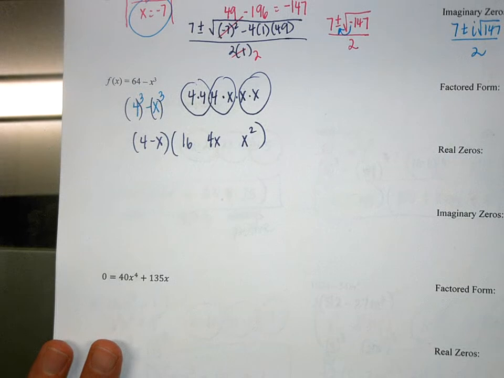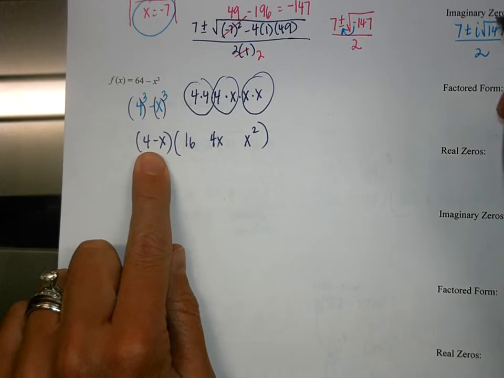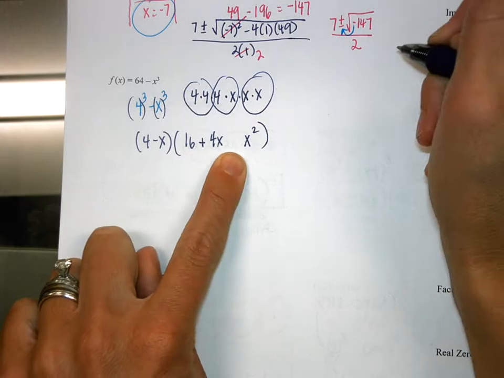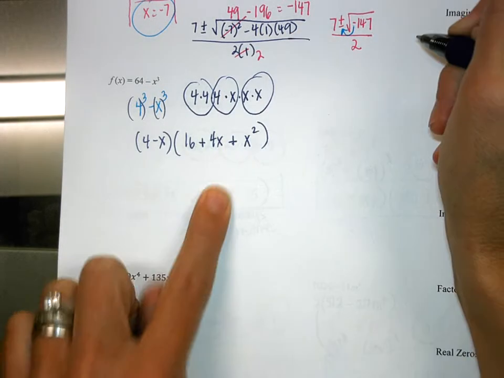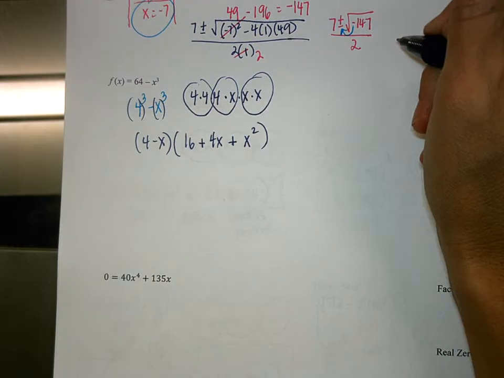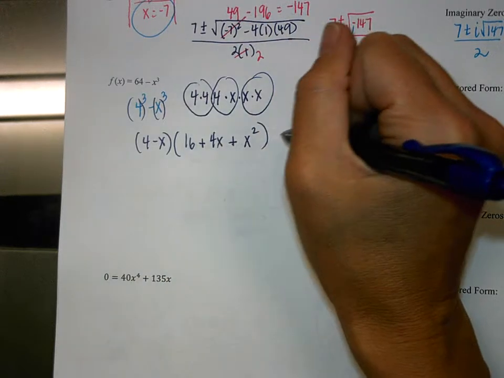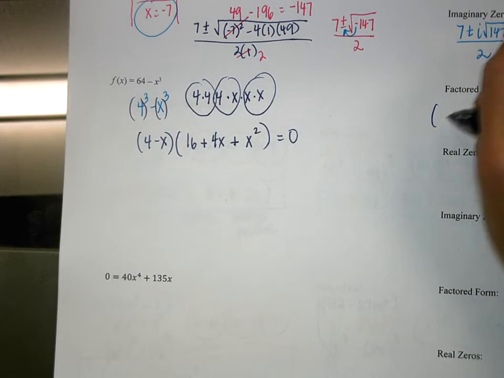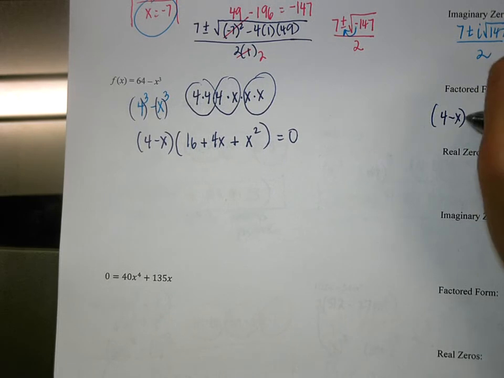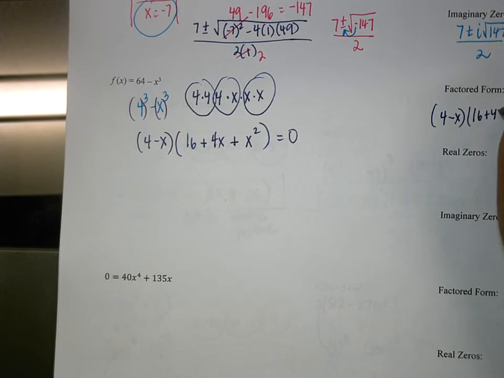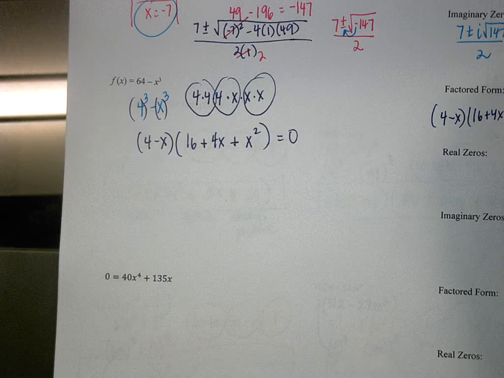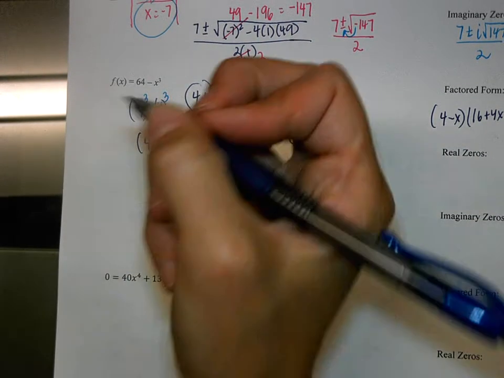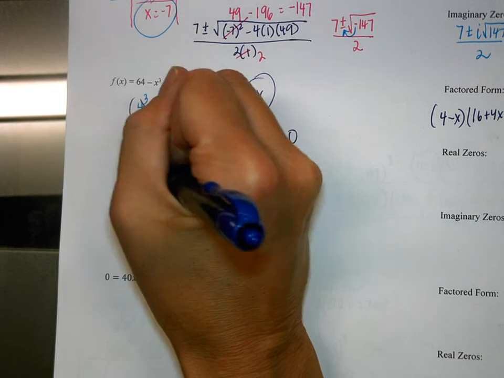Using SOAP, same sign. Next one is opposite sign, which will make it a plus, and the last one is always positive. Okay, and so we set these all equal to 0. My factored form we can write right here is 4 minus x times 16 plus 4x plus x squared. We set that one equal to 0. And so we have 4 minus x equals 0.